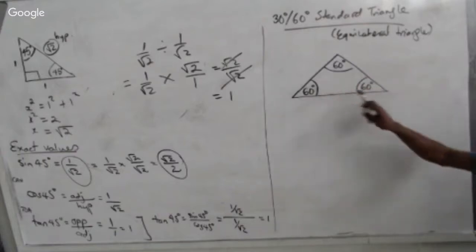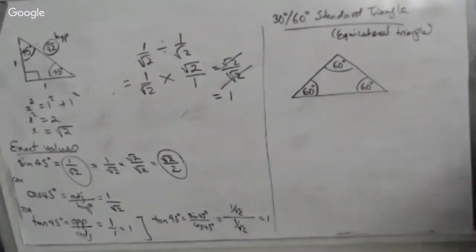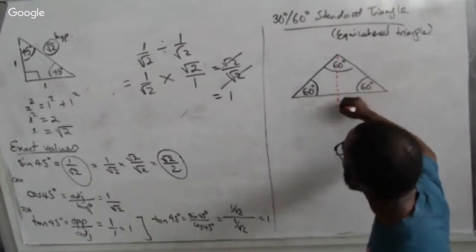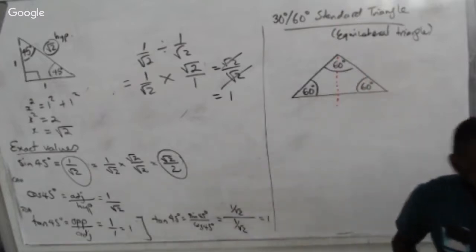Everything is 60. I can now bisect or dissect. We don't use the word dissect. Dissect is in biology. Bisect an angle. You would have done construction in third form around that time.